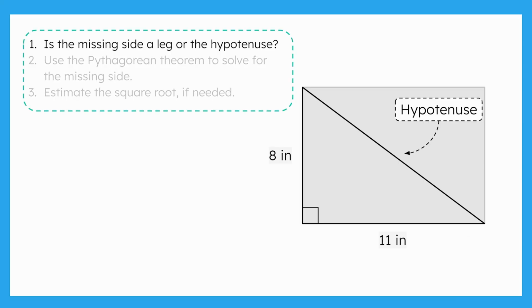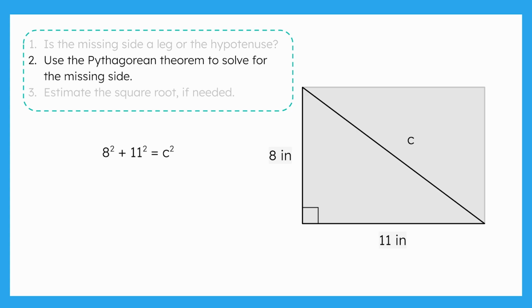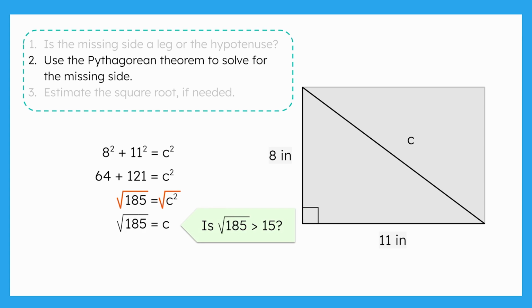We're missing the hypotenuse of this triangle, so I can write the equation 8 squared plus 11 squared equals c squared. Simplifying the left side gives me 64 plus 121, which is 185. Then we can take the square root of both sides, leaving us with c equals the square root of 185. Just like with the ladder, this is the length we're looking for, just not in the format we want. We need to know whether the hypotenuse, the diagonal of this laptop, is greater than 15 inches.